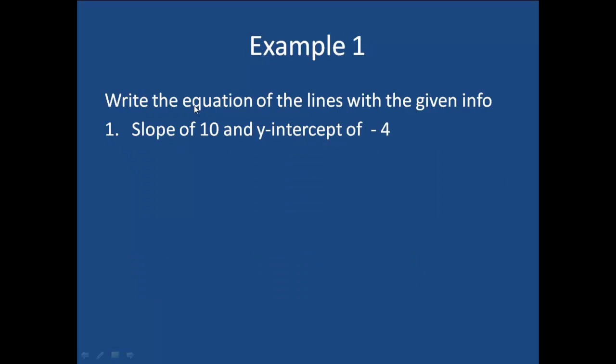So here's going to be our first example. Write the equation of the lines with the given info. For number 1, I tell you that the slope is 10 and the y-intercept is -4. So up here at the top, I'm just going to put down my y equals mx plus b because that's what I'm trying to get to. And for this particular one, I actually just directly give you all your information. Your slope is 10. Well, that's my m portion, and the y-intercept is -4. That's my b portion. So my equation for my line on this one is y equals 10x plus a -4.